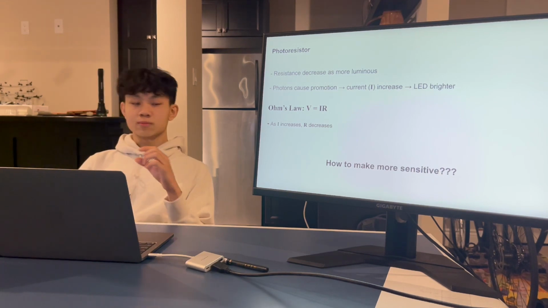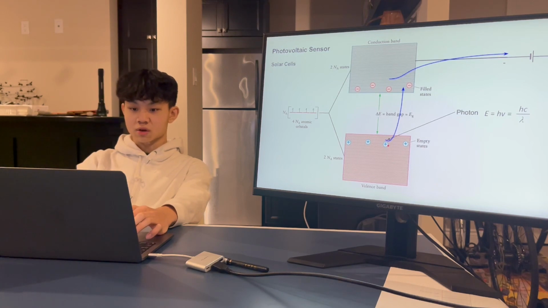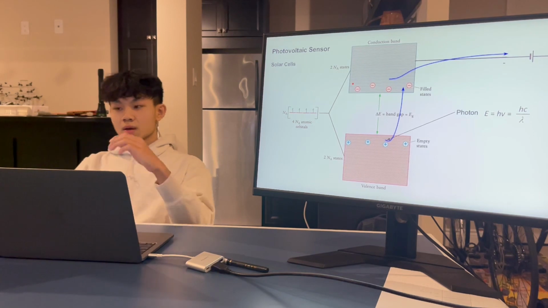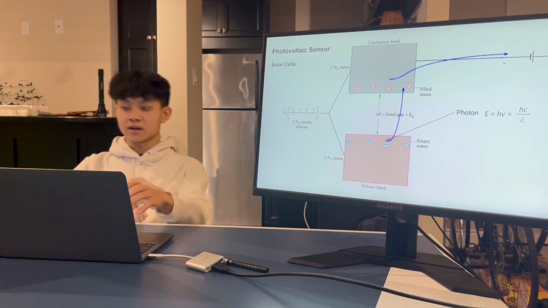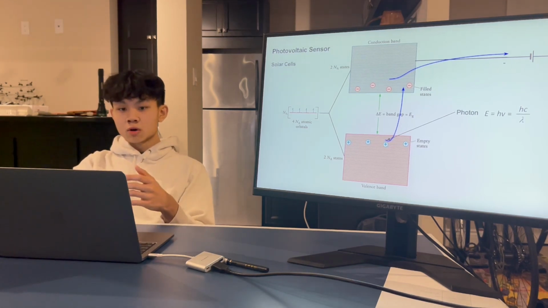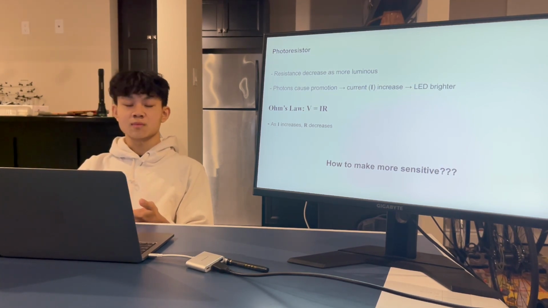Silicon has a completely filled valence band and a completely empty conduction band. And when it receives light, the photons promote the electrons from the valence band into the conduction band, as you can see here. And this increases the amount of electron flow in the circuit, thus making the LED brighter. And this actually corresponds to a decrease in resistance because of Ohm's law, which states V equals IR. Since V is constant, when the current increases, the resistance must decrease.